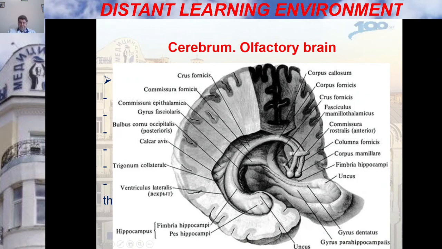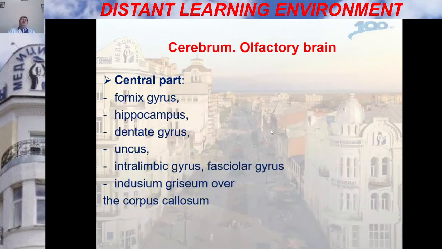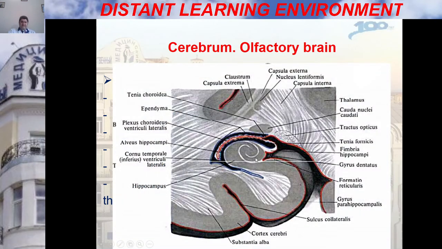You may see the hippocampus, gyrus dentatus, gyrus fasciolaris. You may see these parts in detail here. The gyrus dentatus goes posteriorly and passes to the fascicular gyrus, and the fascicular gyrus, covered with gray matter, this part of the cerebrum, white matter, which causes the corpus callosum and forms the indusium griseum over the corpus callosum. And you may see the hippocampus on this transverse section.